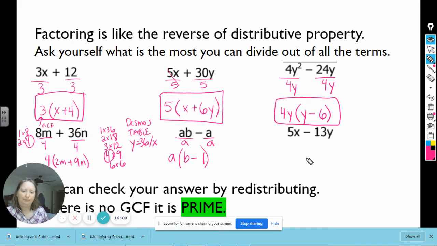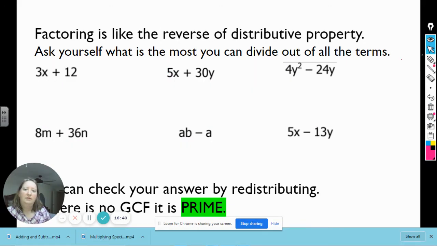It's not nothing. Okay, now divide, there's no numbers. I've just got 1 and 5, and for 13, it's 1 and 13. They don't have anything in common other than 1. All I can divide out of these is a 1. So when there is no GCF, it is prime. This is prime. Okay, that is our answer to that. That's prime. Okay, in the trash.